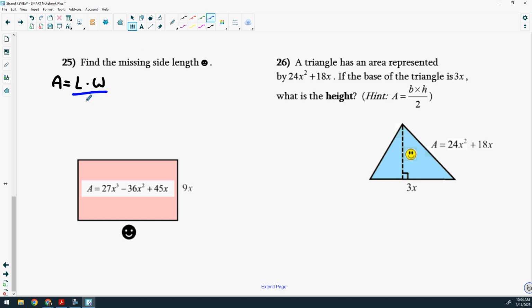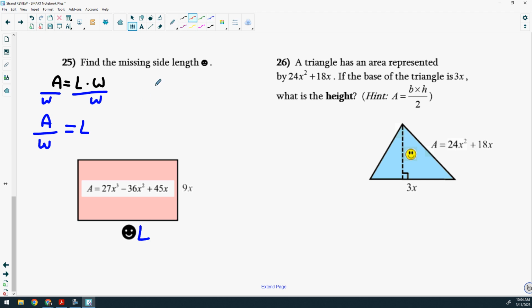is equal to, if we were to divide both sides by w, our width, well then we get area divided by our width is equal to our length. Okay, so that's how we'd figure out that missing side. So let's figure it out.